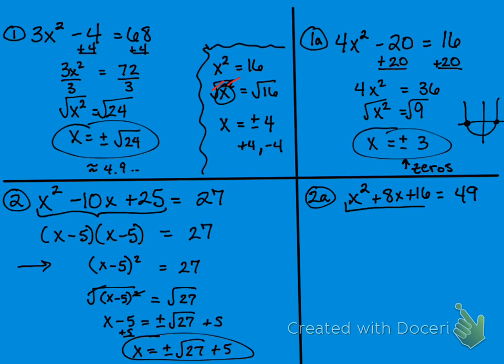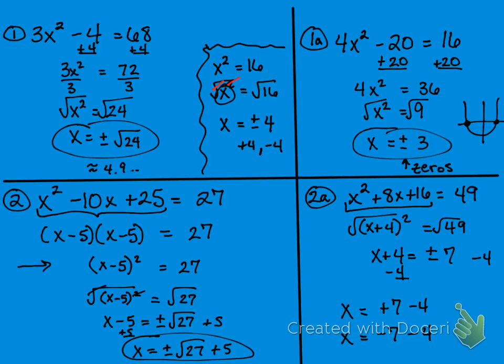Hopefully you've tried this. You notice that this factors to be x plus 4 squared equals 49. We're going to take the square root of both sides. You get x plus 4 equals plus or minus 7. Then subtracting 4 is the last step. So really you have two cases here. You have x equals positive 7 minus 4, and x equals negative 7 minus 4. So in one case, x is equal to positive 3, and in the other case, x is equal to negative 11. And that one should be good to go.